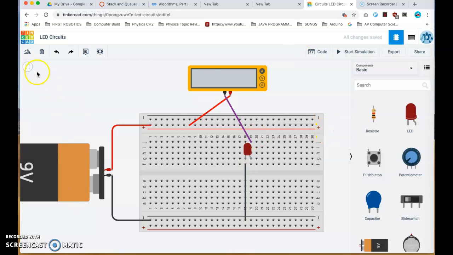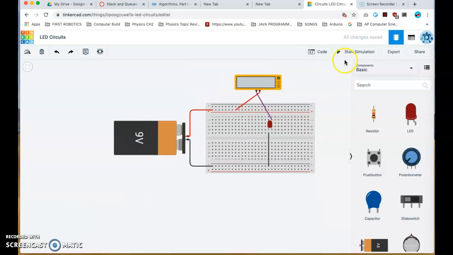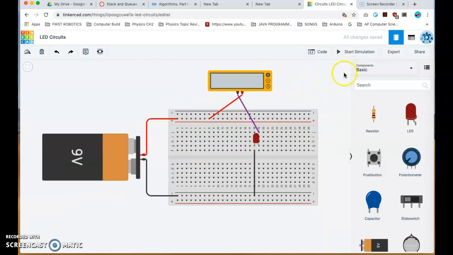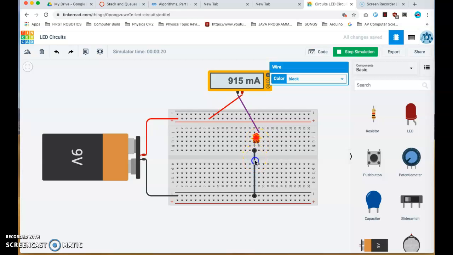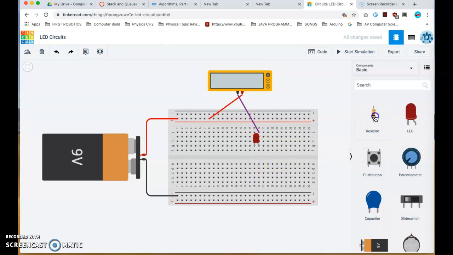As we ran this last class, we noticed that if you do this, it blows the thing up. What it's telling you is that the absolute minimum, in milliamps, is this. So that's sort of a problem. What we want to do is use a resistor. That's what we were learning about.